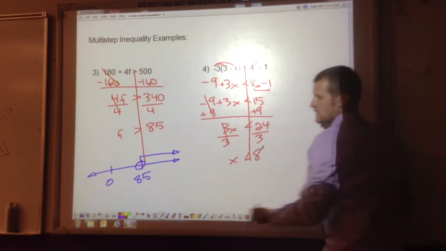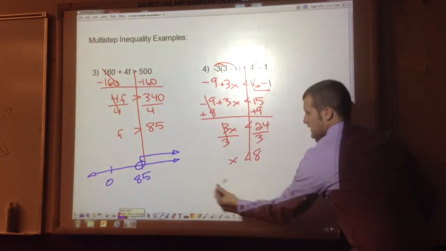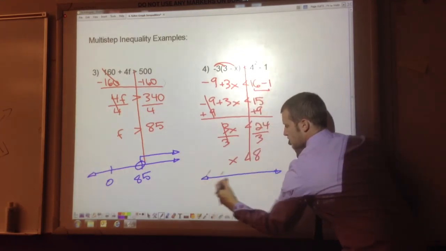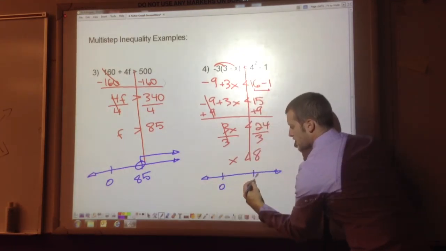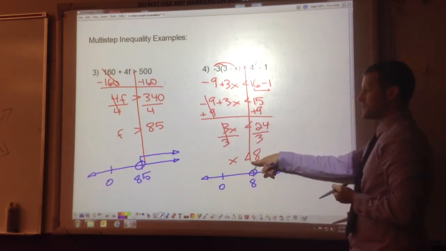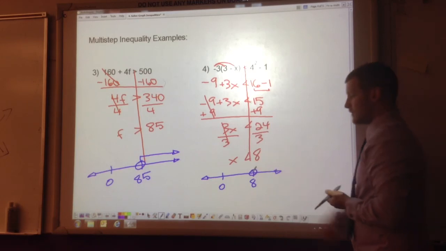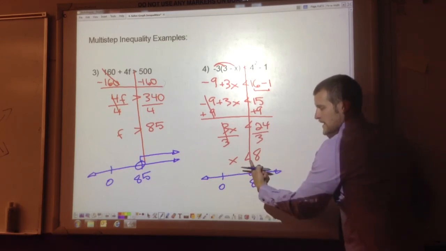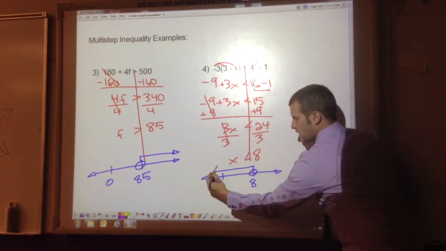And then lastly, I will graph my answers. 0, there is 8. I do not have equals to, so I'll leave it empty. And my x is less than, so I will draw this in.